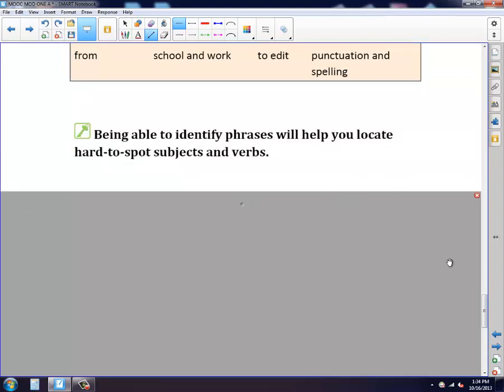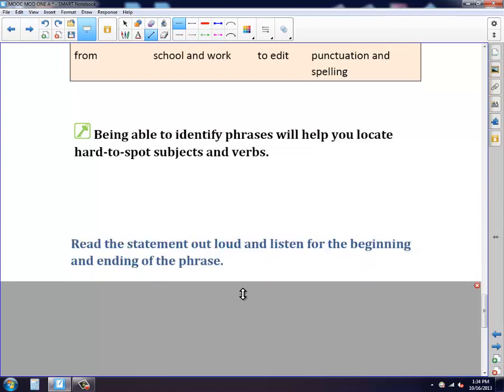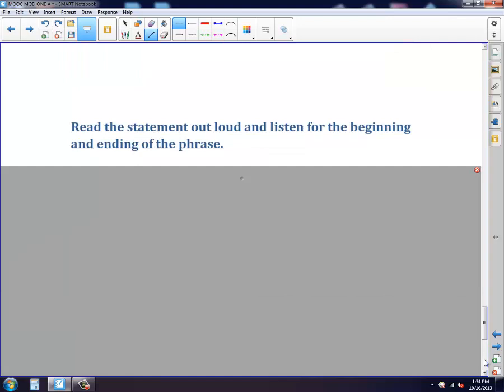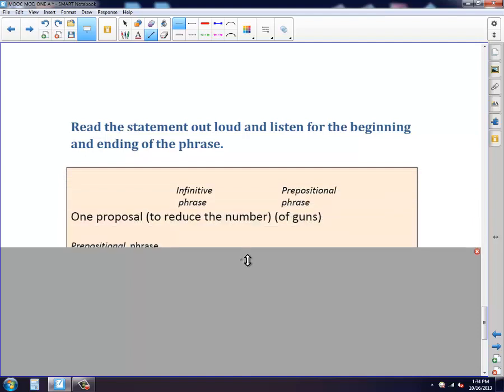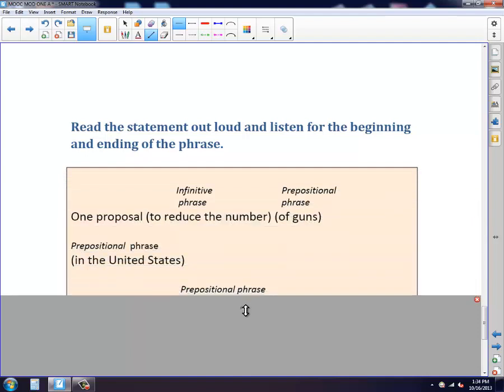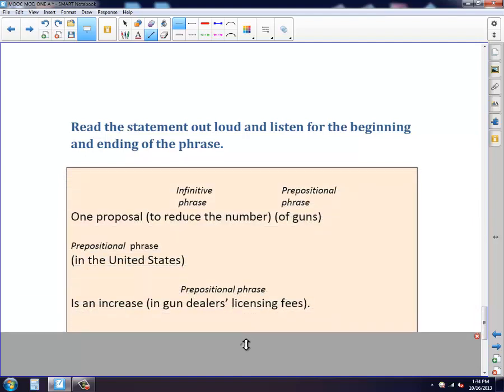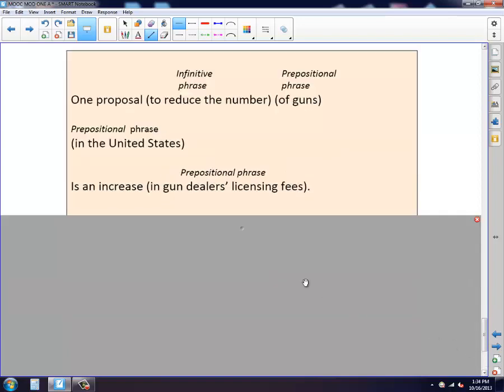Being able to identify phrases will help you locate hard-to-spot subjects and verbs. Now let's read the statement out loud and listen for the beginning and ending of the phrase. One proposal to reduce the number of guns in the United States is an increase in gun dealers' licensing fees.